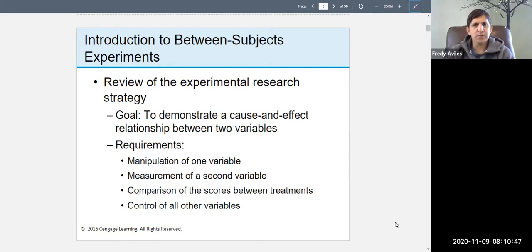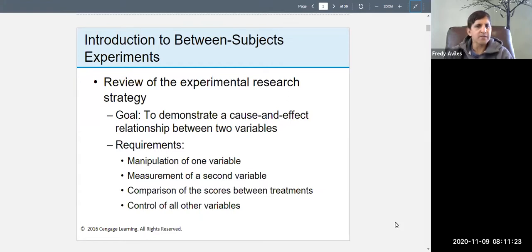So, introduction to between subjects experiments. First, let's review experimental research. Remember, with experimental research, the goal is to demonstrate a cause and effect relationship between variables. You want to say that A causes B: alcohol causes aggression, or exercise causes a reduction in weight, or whatever it is. So remember, experiments have certain requirements. You have to manipulate at least one variable, the one that you're hoping will be basically the cause. You're going to manipulate that one. You're going to vary exercise, you can vary alcohol, something like that.